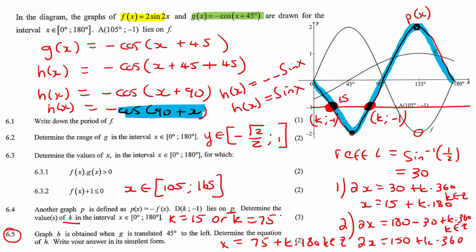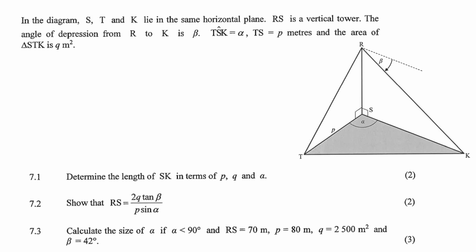In the diagram, S, T, and K lie in the same horizontal plane. RS is a vertical tower. The angle of depression, everything they've said is on the diagram, and the area of STK is Q. We must remember that. TS is P. So the triangle STK on the floor, its area is Q. So the first question, for 2 marks: determine the length of SK in terms of P, Q and theta.